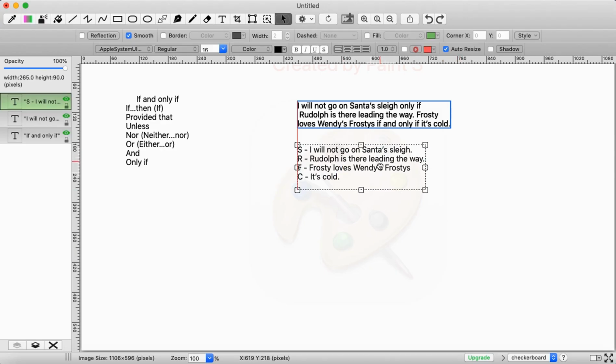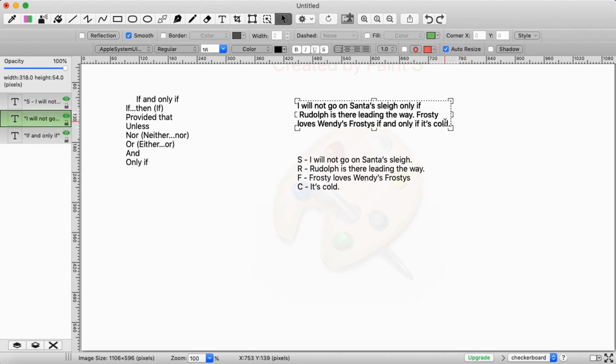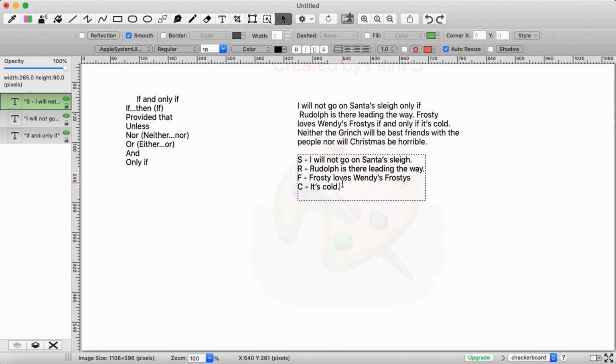And now let's add someone else. Let's add the Grinch. I love the Grinch. My favorite. So I added two more. G is the Grinch will be best friends with the people. And then we already have C. H is Christmas.